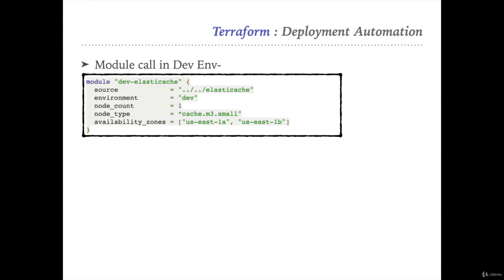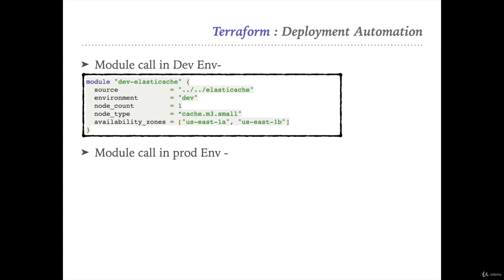How are we able to take these? Over here you can see all the variables we defined inside the variable.tf. We are providing the values of these variables when I'm calling the module in the dev environment. So this will create the elastic cache module as per the configuration which I am passing from the dev environment.